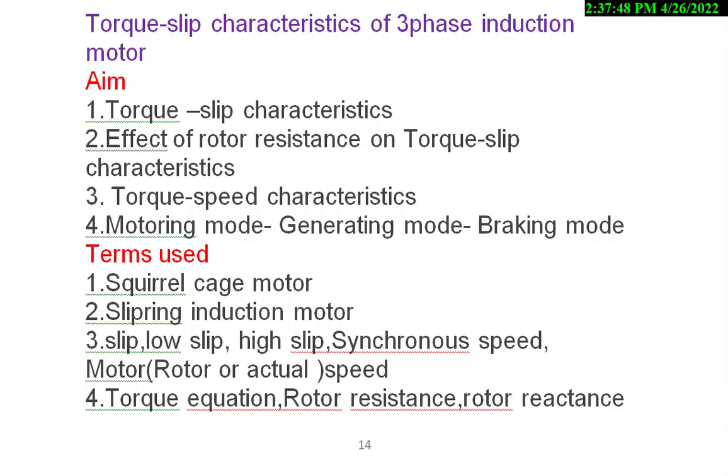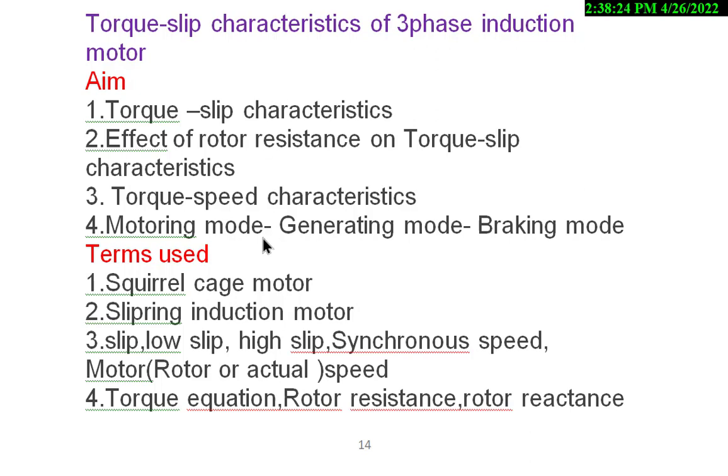Hello friends, today I will discuss the torque slip characteristics of three-phase induction motor. In this video, it is divided into two parts. One is aim. Under this, torque slip characteristic, effect of rotor resistance on torque slip characteristic. The third one is torque speed characteristic. The last one is motoring mode operation, generator mode operation, braking mode operation of the three-phase induction motor.